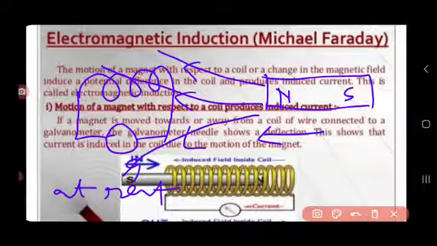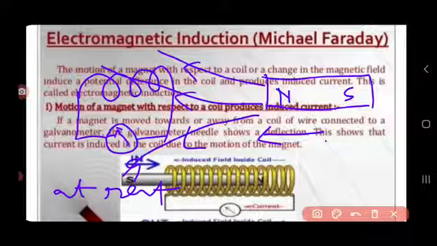That indicates that when the magnet is moving towards a coil, the magnetic field lines passing through the coil are increasing, and because of the change of magnetic field lines, flux is also changed and a current is induced, and that was demonstrated by the sudden deflection of the galvanometer.